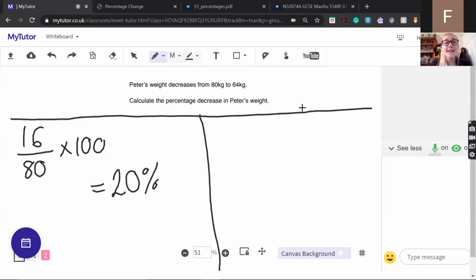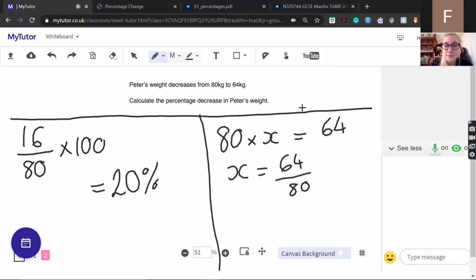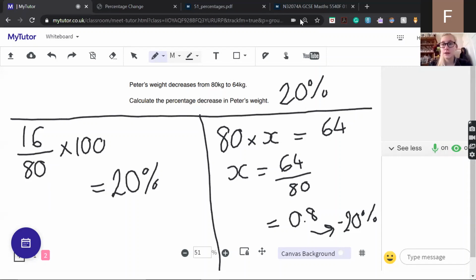Or using method B, we see, well, we've got 80, we've times it by some multiplier, and we've gotten out 64. So x is going to be 64 divided by 80, and that's 0.8. And we can see that this multiplier directly translates to minus 20%. So it's quite interesting to see that method with a decrease, right? You get out 0.8, be careful, it's not 80%, it's 20%. So the percentage decrease was 20%. Check the chat. Yeah, I think pretty much everybody got that. Brilliant.